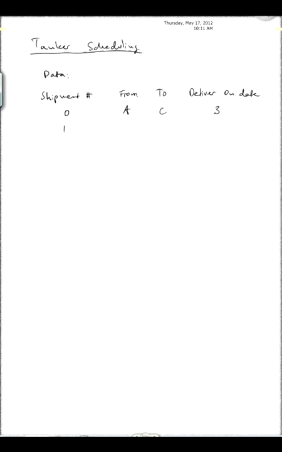Shipment 1 has to also go from port A to port C, and we have to drop it off on day 8. Shipment 2 has to go from port B to port D, and we have to drop it off on day 3. And shipment 3 has to go from port B to port C, and we have to drop it off on day 6.